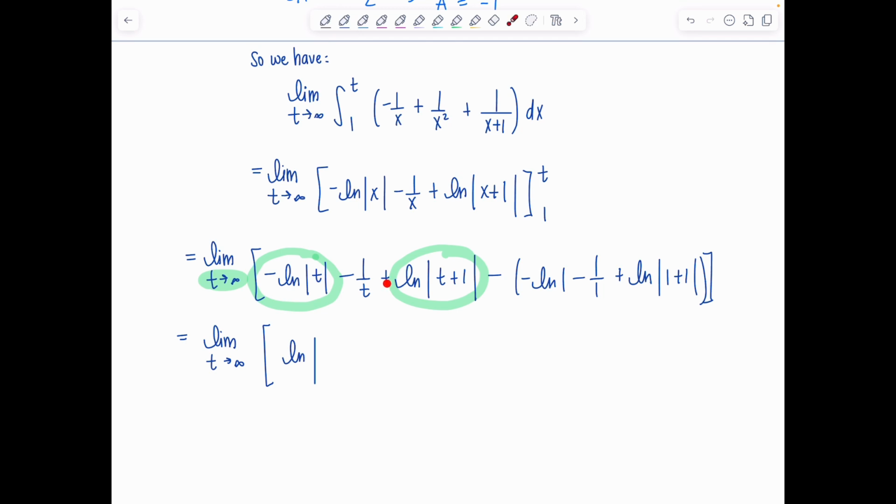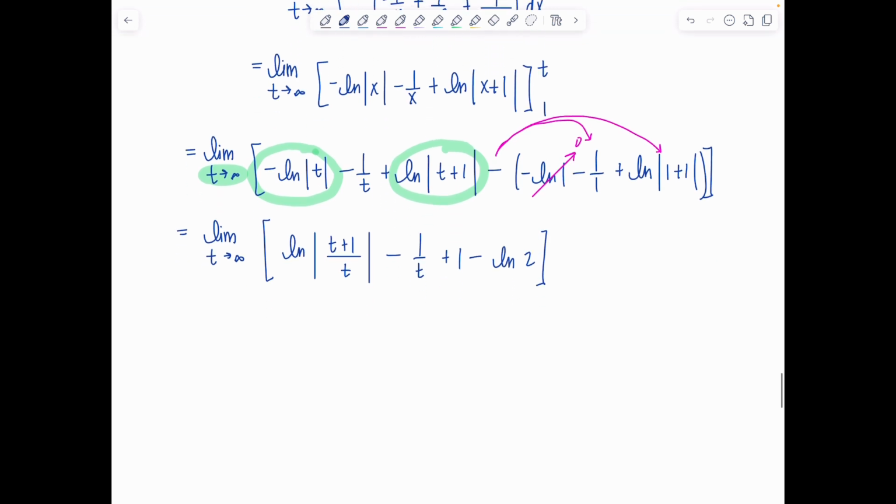The positive logarithm, its argument goes in the numerator. The negative one, its argument goes in the denominator. So this will be t plus 1 over t. Are we all okay? Oh, good. Okay, minus 1 over t is still there. ln of 1, you're 0. Be gone. Then this is going to be plus 1 minus ln of 2. Plus 1 minus ln of 2. Are we okay? Cool.